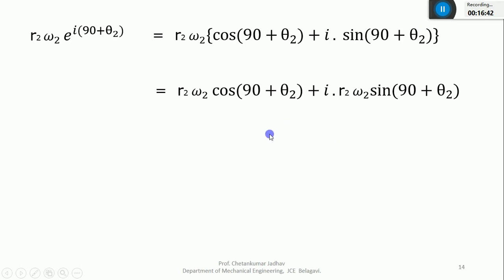The portion which is R2 independent. R2 omega 2 cos 90 plus theta 2. Right. Okay. This is the real part, which is independent of I, which will be considered as a real part. And which is the imaginary part? Imaginary part. R2 omega 2 sine 90 plus theta 2.